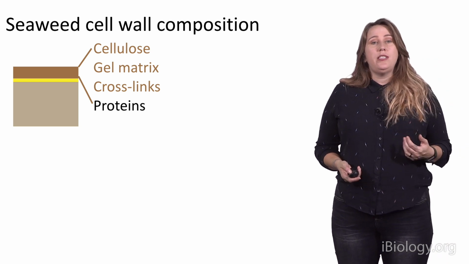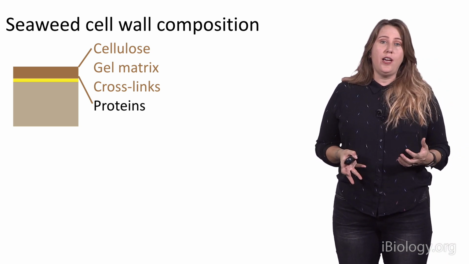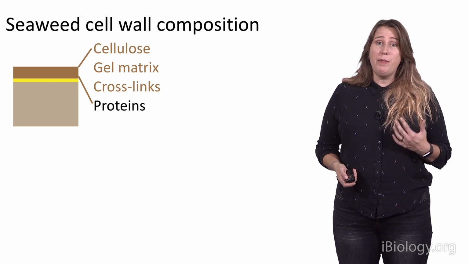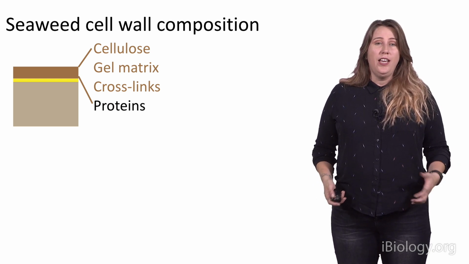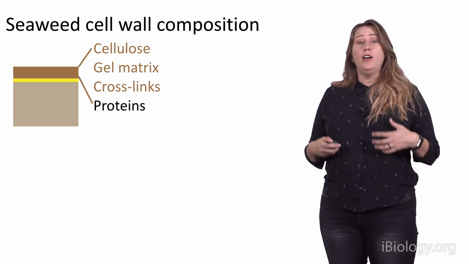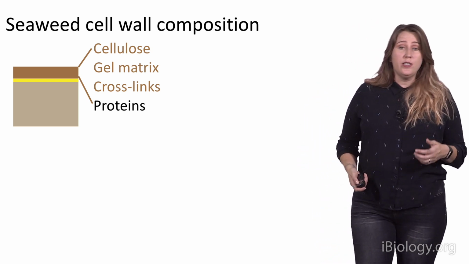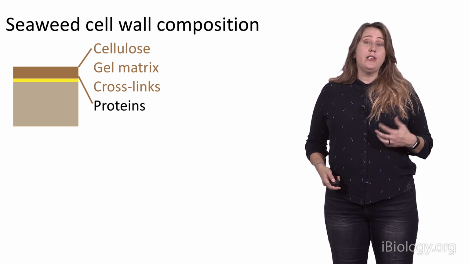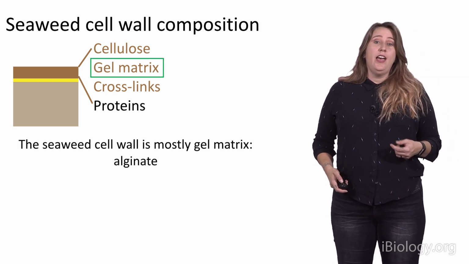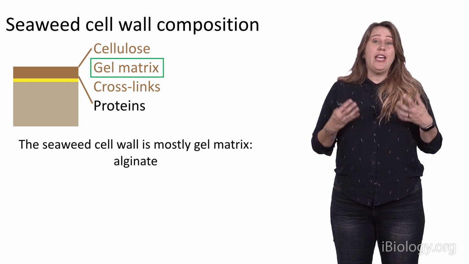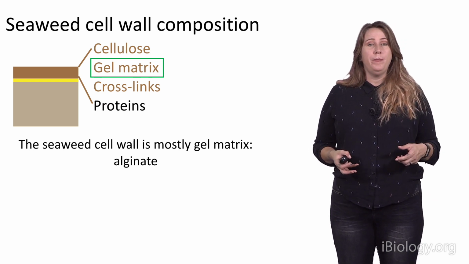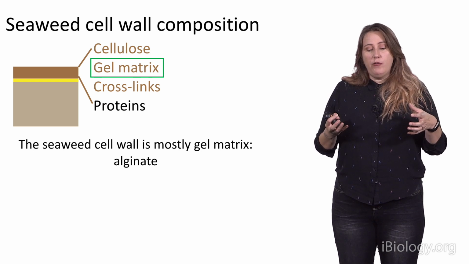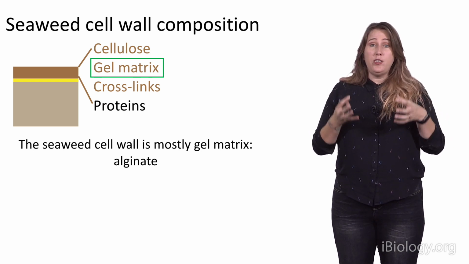So if we look at the seaweed cell wall, there is cellulose there, but it's actually not very much. In terms of percent content, it's less than 10%. It's a really, really low amount of material that comes from cellulose. In fact, most of the cell wall is made up of this gel matrix. And so as we mentioned, this is mostly alginate, and I'm going to describe that chemical structure for you in a minute.